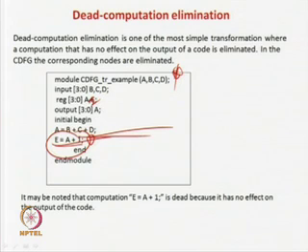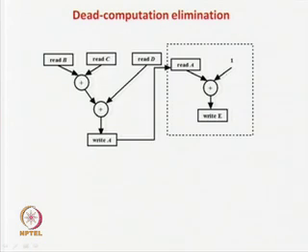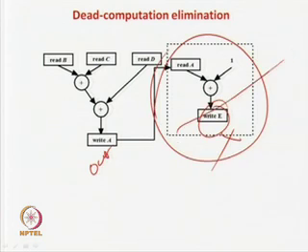This is actually called dead code elimination, because it has no effect on the output of the code. Like this, for example, you can have a look at it. This is the input and output. This is your output. This is not at all an output, so this part of the computation is not required and you can throw it out. So dead code elimination talks of eliminating such code.